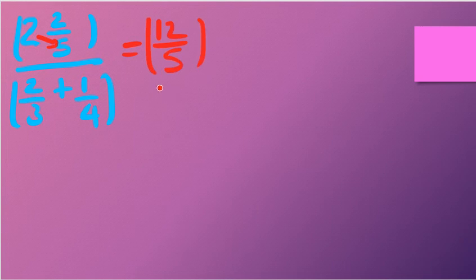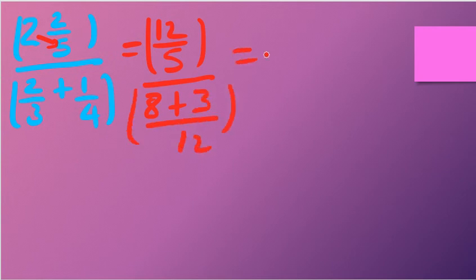Keep this one in the upper bracket, the whole over. Here crisscross, 2 times 4, 8 plus 3 times 1, just 3. The whole over 12 again, which is equal to 12 over 5 times, I'm going to flip the down one, but the sum is going to be 11. This is 11 over 12, so it's going to be 12 over 11.